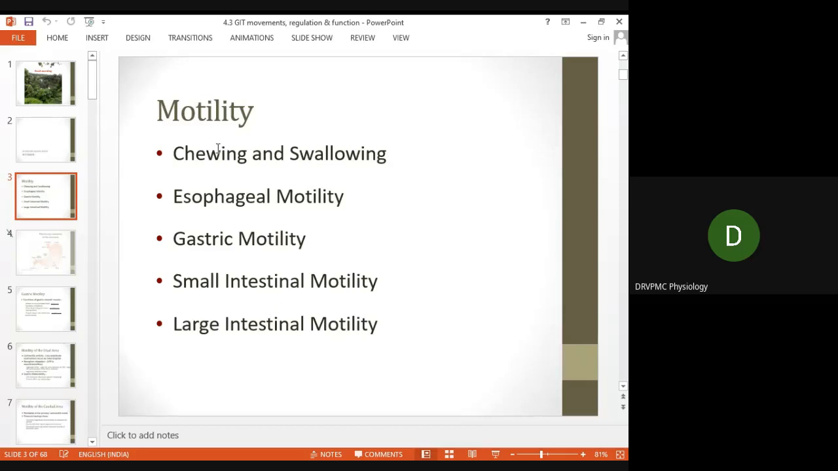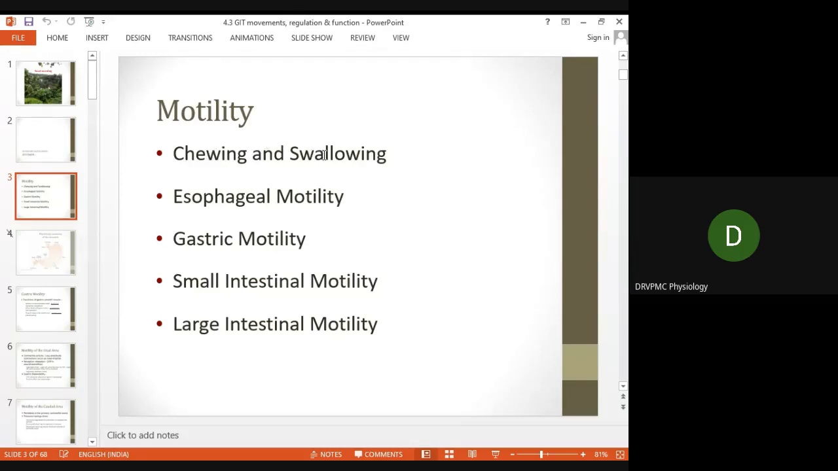system. It is discussed under different headings. The first one is chewing and swallowing. That is the process which occurs in our mouth that breaks down the large food particles into smaller food particles so that it is easier to absorb the nutrients from these particles. The chewing process, or mastication as it is called, begins in the mouth.